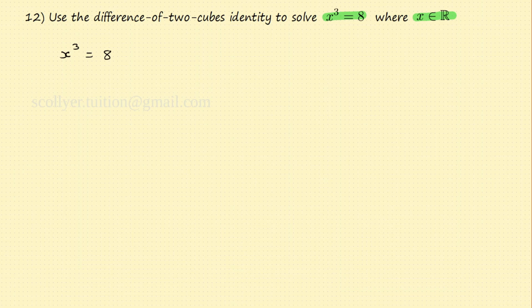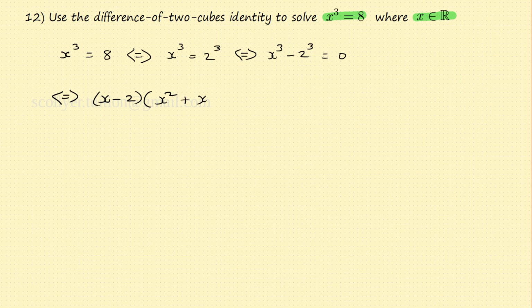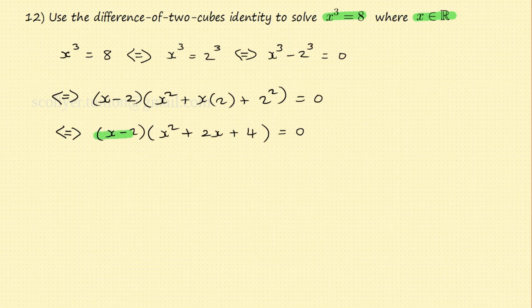First of all, we can say that x cubed equals 8 is equivalent to the equation x cubed equals 2 cubed, and that's equivalent to the equation x cubed minus 2 cubed equals 0. And now we can use the difference of two cubes factorization to write (x minus 2) times (x squared plus x times 2 plus 2 squared) equals 0, which simplifies to (x minus 2) times (x squared plus 2x plus 4) equals 0.